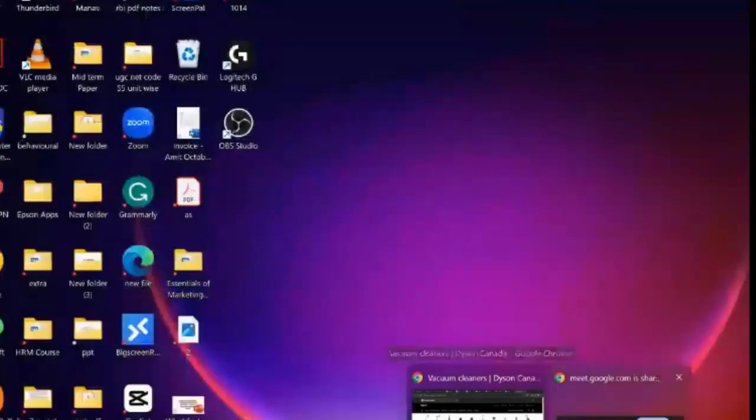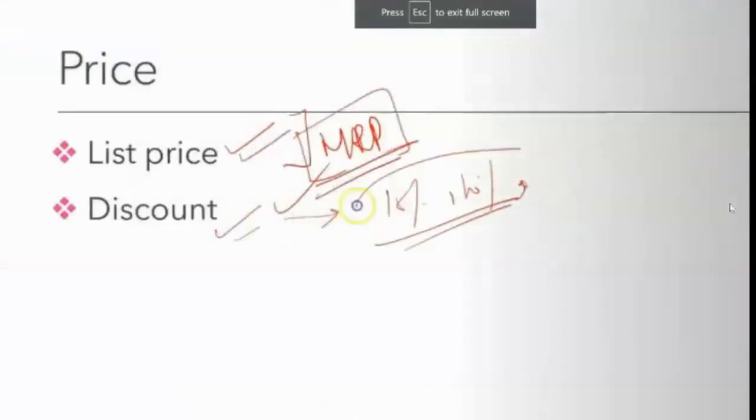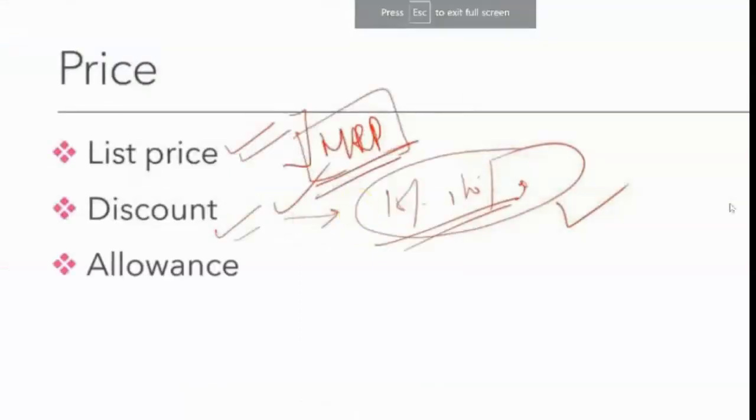Okay, moving on. So that's called your discount price. Moving on to the third one, that is called allowances. A lot of companies give you gift cards, like Best Buy. So when Best Buy gives you a gift card, that means they are providing you an allowance. What does that allowance mean? That allowance means that you will come back to the store and you will buy another product.